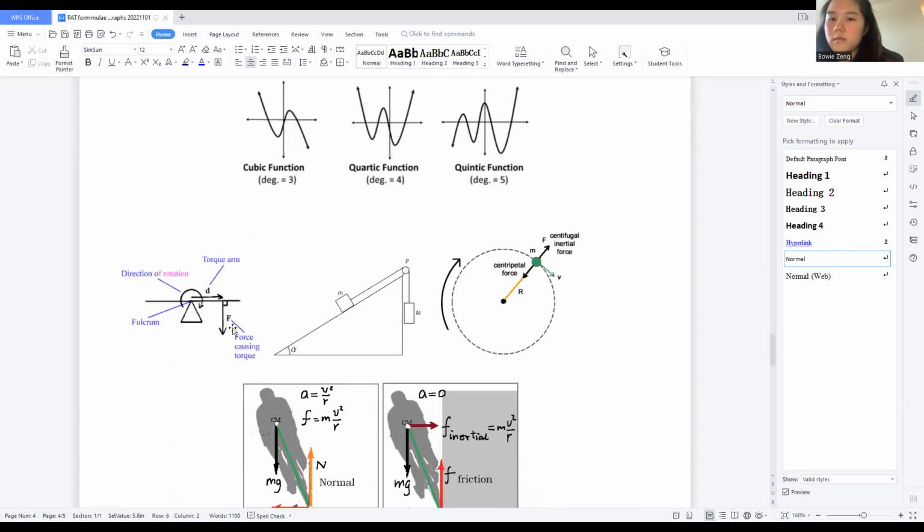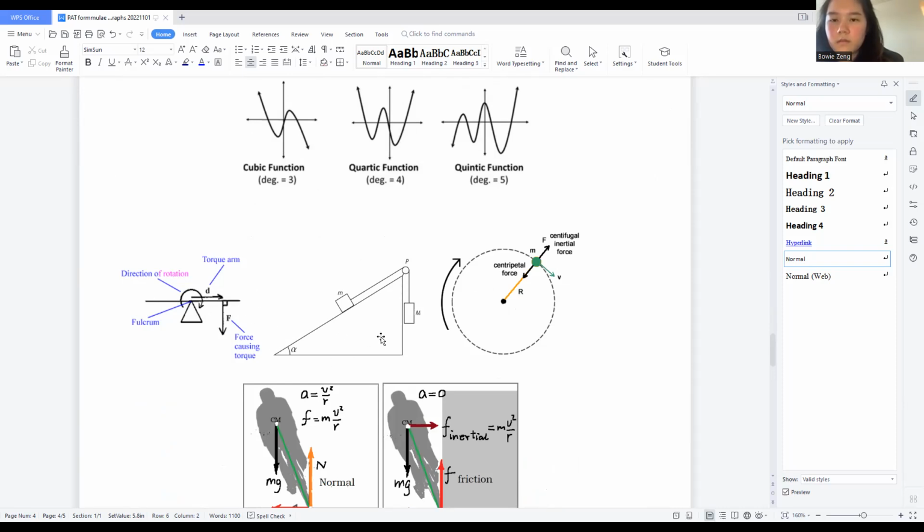This is a diagram to illustrate how to find the torque. This is a seesaw, can you see? So this central line, we always start counting the distance from where you put the force on. So this is called the rotation axis.